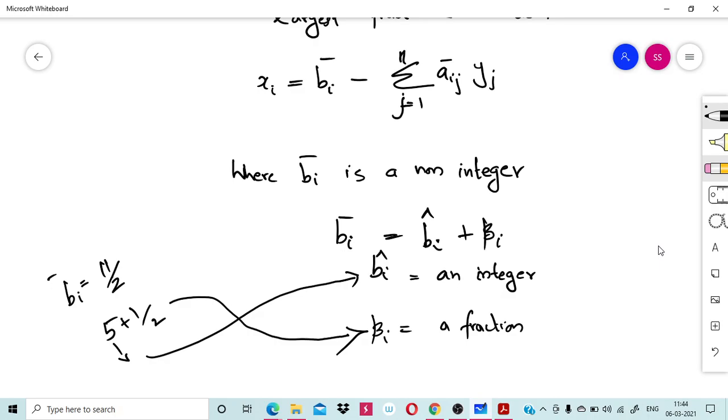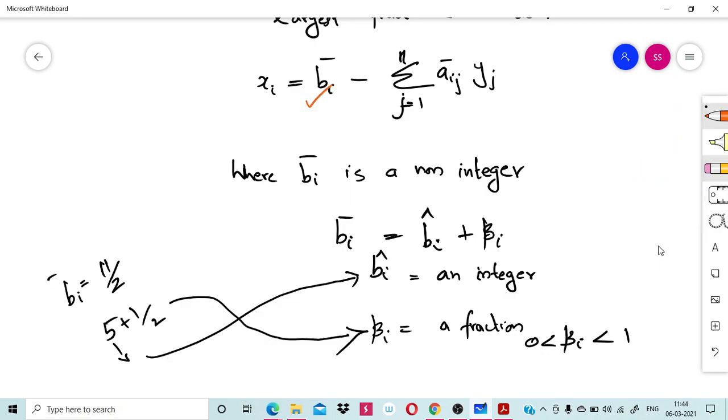Okay, so this beta I will be greater than 0 and less than 1. And this bi cap will be integers, positive integers, exactly positive integers. And this is our bi bar.